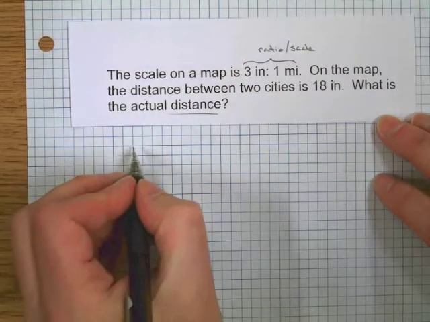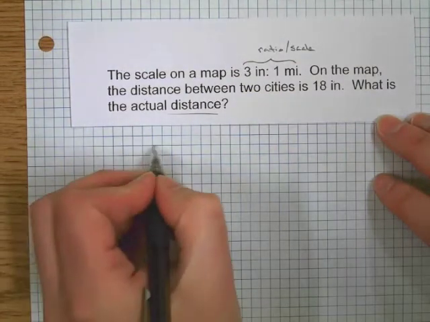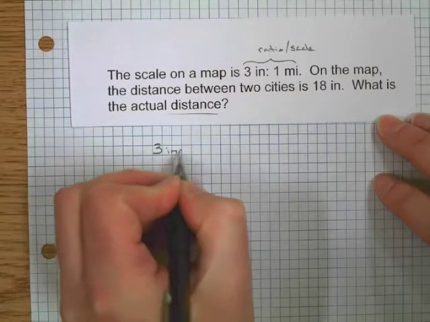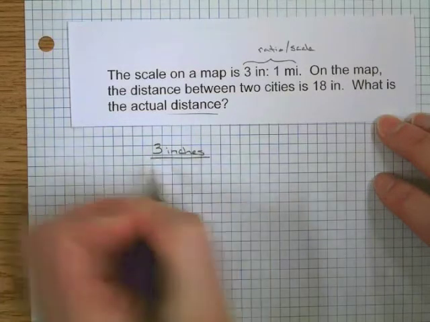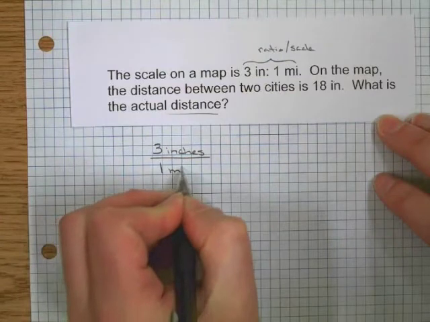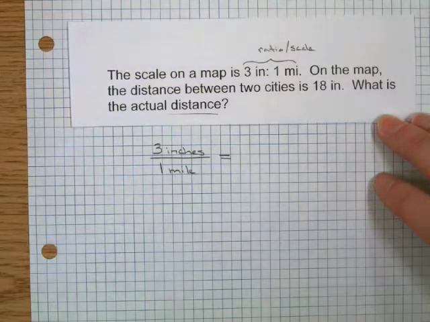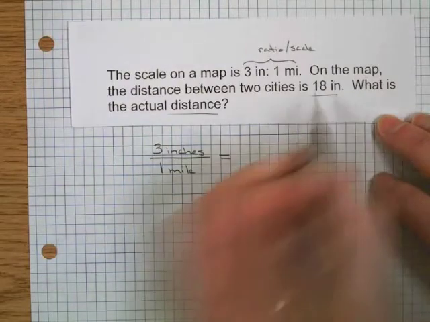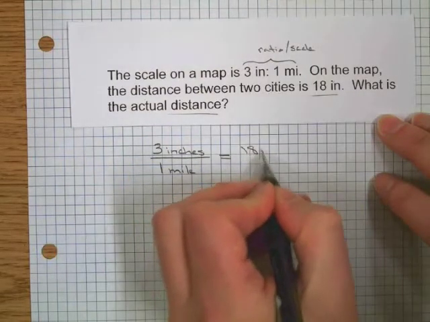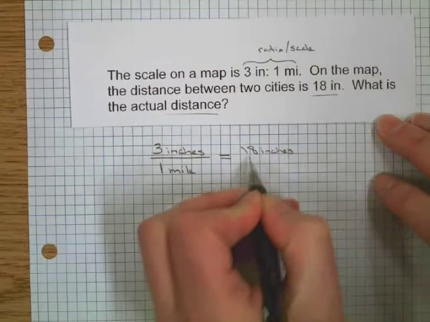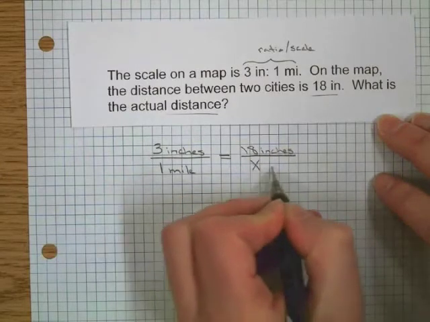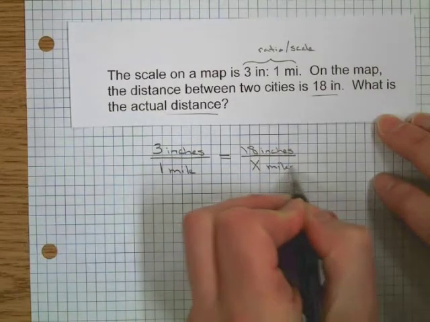So we'll set up our proportion again using our scale. 3 inches is to 1 mile. And we'll create our proportion: 3 inches is to 1 mile as 18 inches on the map is to some number of miles in real life.